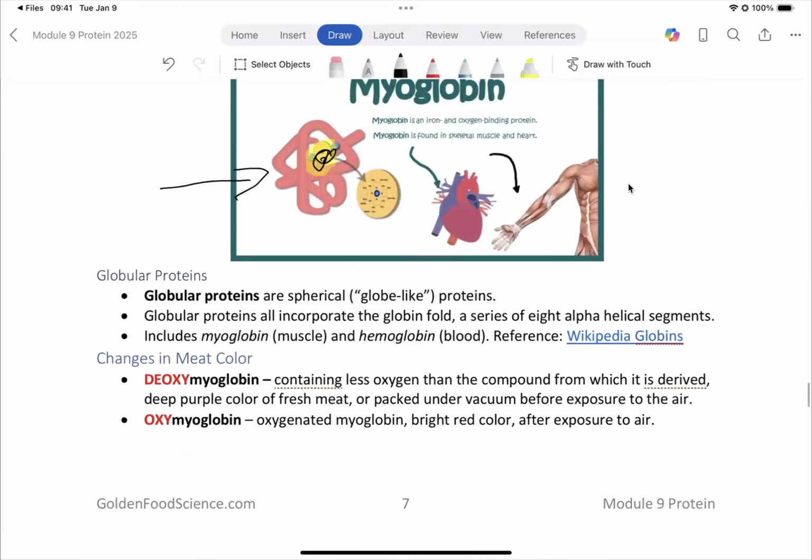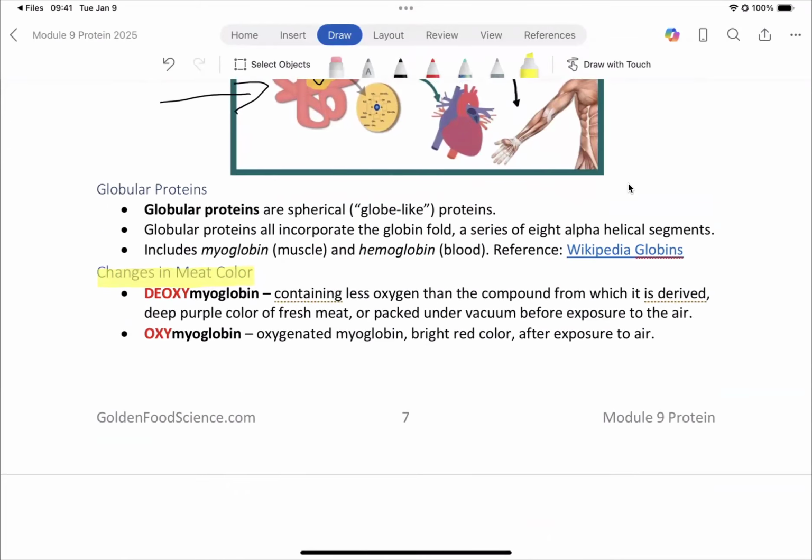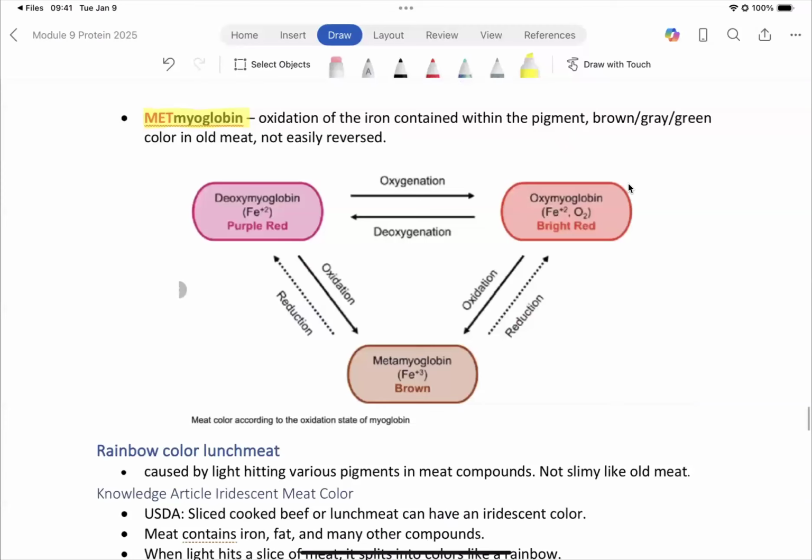So that's where the color of meat comes from. The meat color comes from the myoglobin, the protein that's in the meat. There are 3 different colors: deoxymyoglobin, oxymyoglobin, and metmyoglobin. And for some reason, students have a lot of trouble with this. So please ask me some questions because people get these all confused. We'll start here with deoxy.